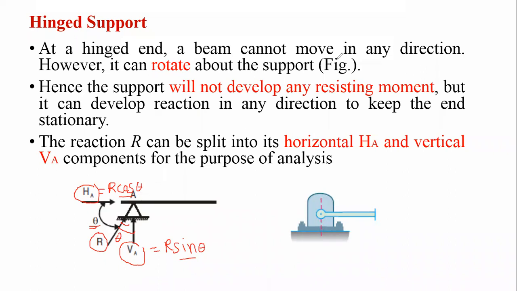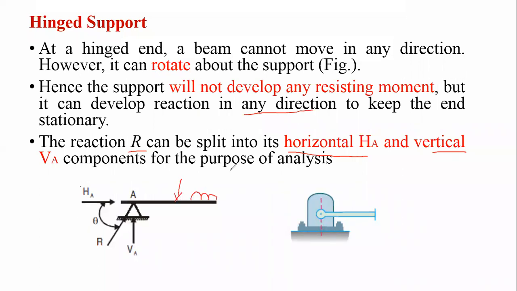It means that the hinge support is allowed to rotate only. It is not allowed to move in any direction. That's why there is only one reaction which makes an angle theta with the horizontal. It may be split into two components, the horizontal component and the vertical component. Now, to find the horizontal reaction and vertical reaction, suppose there is one load over here. It may be a UDL, it may be a point load. We may see the types of load in the next part.